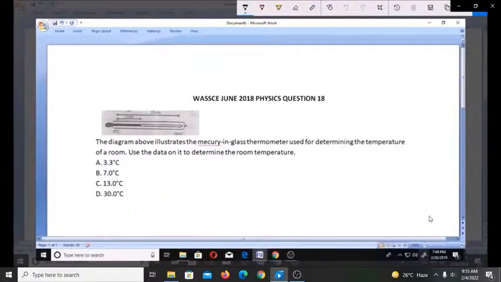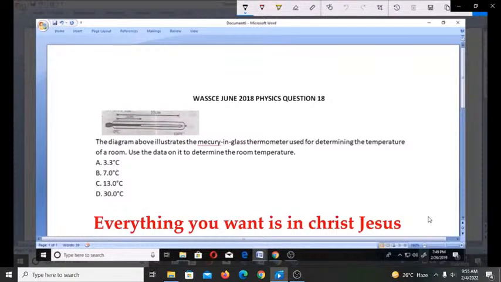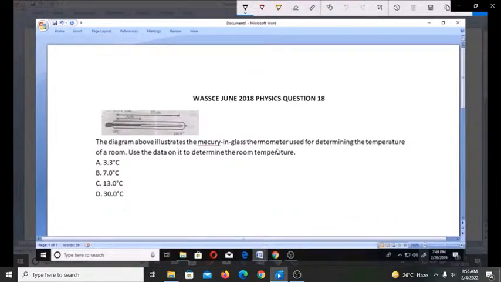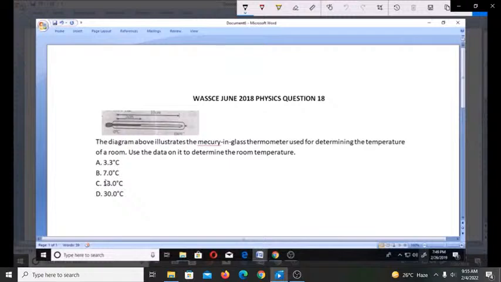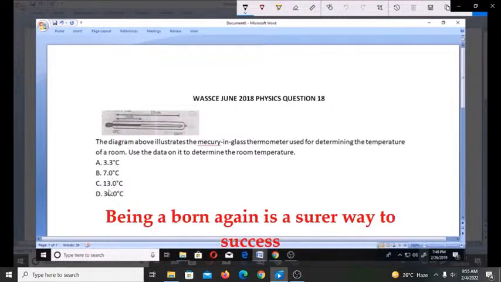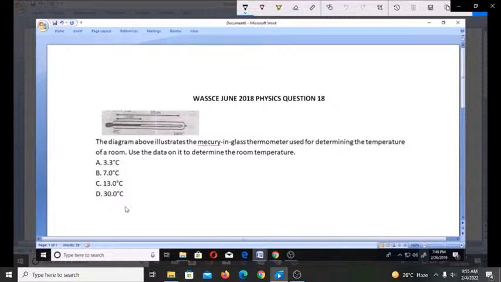Hello, welcome. Let's look at this question number 18 for WAEC Physics 2018. The diagram above illustrates the mercury in glass thermometer used for determining the temperature of a room. Use the data on it to determine the room temperature. A 3.3 degrees Celsius, B 7.0 degrees Celsius, C 13.0 degrees Celsius, D 30.0 degrees Celsius. Now this is the diagram we are considering.